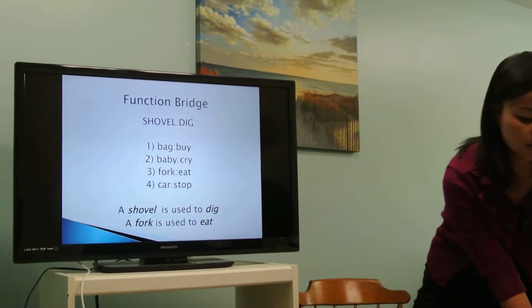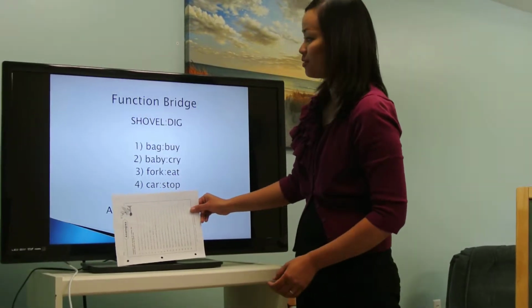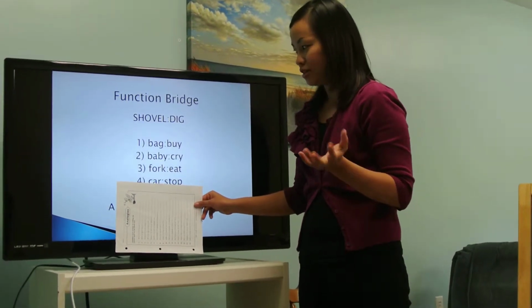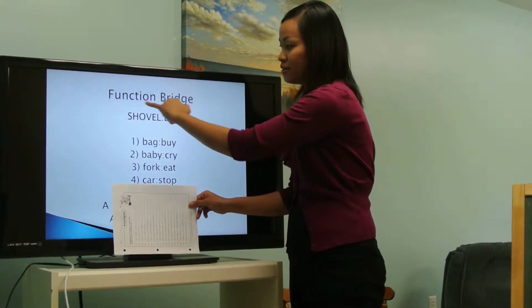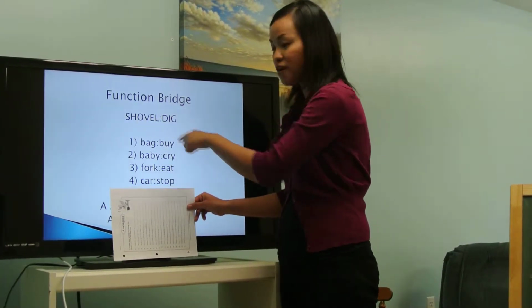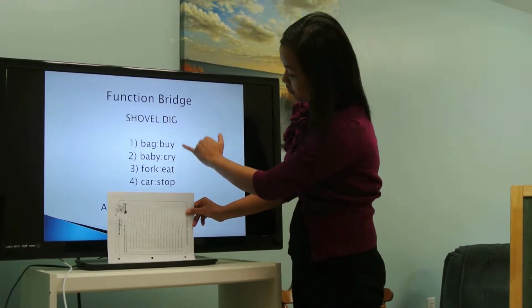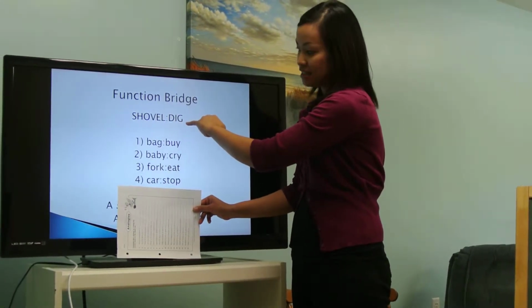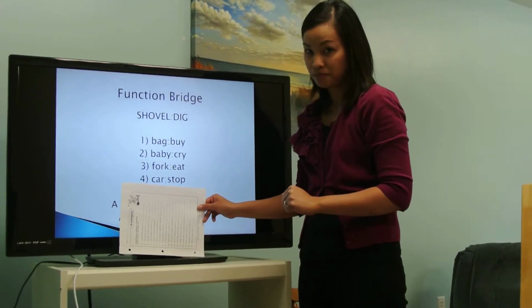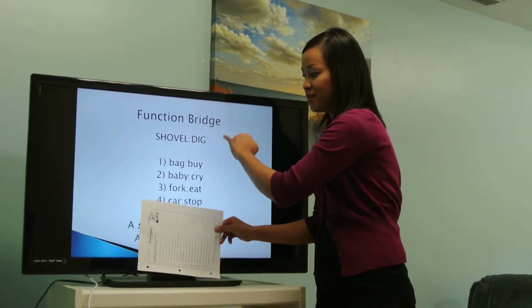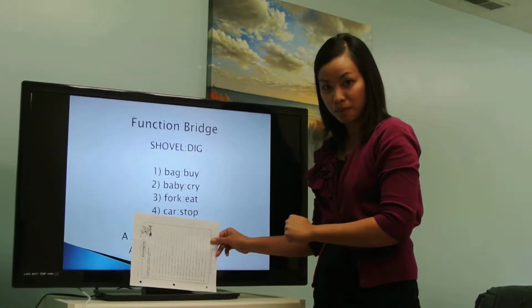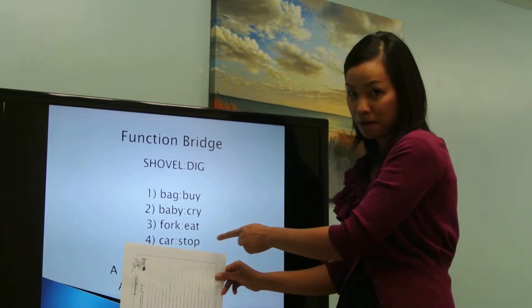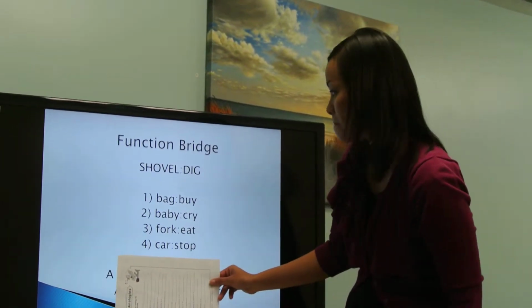Let me cover the bottom part so we don't have to answer so soon. Shovel, dig. So what is the relationship here? According to this bridge, it's function. A shovel's function is to dig. So let's look at the 4 options we have here. The first part of the analogy is known as the question pair. That will give you the hint so that you can find out what the potential pair would be, which is known as the answer pair. Question pair, answer pair.